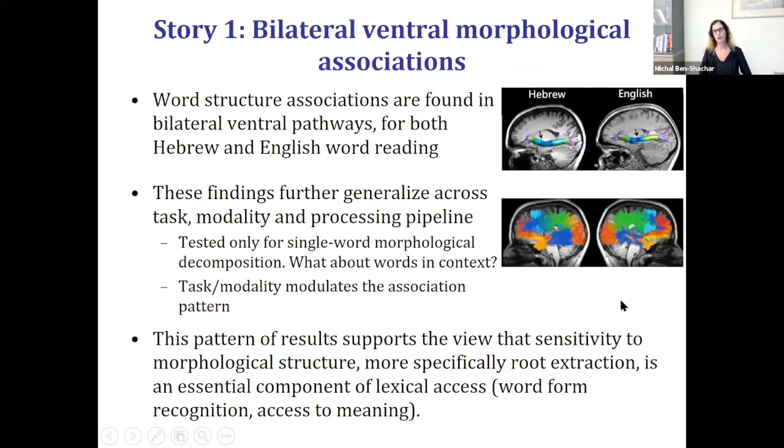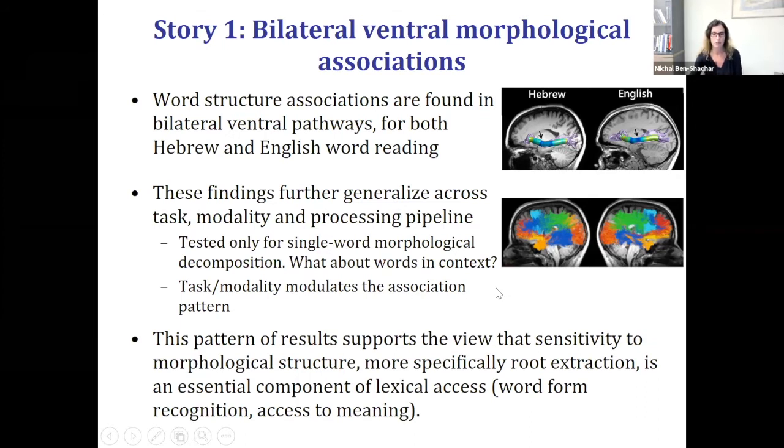So to summarize story one, story one dealt with the bilateral ventral pathways and their role in morphological processing. And we've shown this effect across different tasks, across different modalities, different processing pipelines. Of course, I want to mention that we only tested morphology at the single word level, and you might put words in context and maybe things are going to change to some extent. So that's something that we didn't do and is interesting to explore.